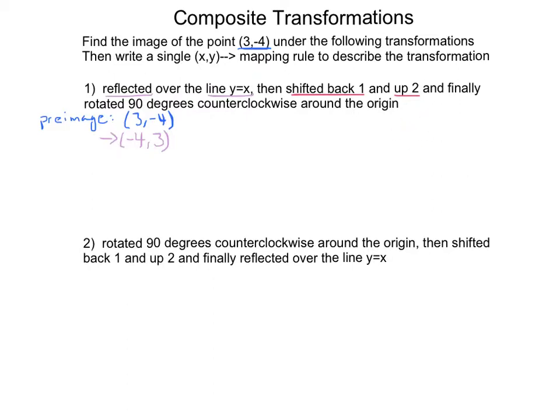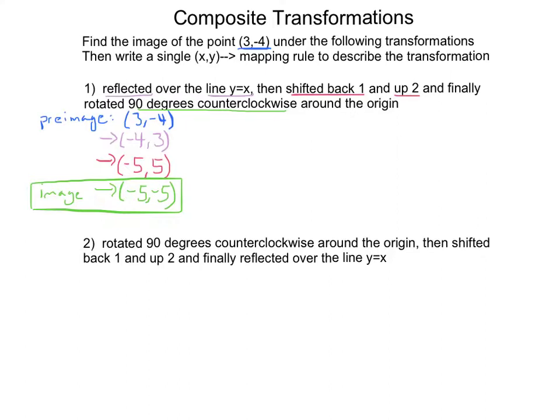Alright, so let's apply that to this point, (-4, 3). And finally we're rotating 90 degrees counterclockwise around the origin. Of course it's around the origin. What that does is what was the y coordinate will go in front, change sign, so this one will become negative, and what was the x coordinate will go to the back. And there's our image, (-5, -5).